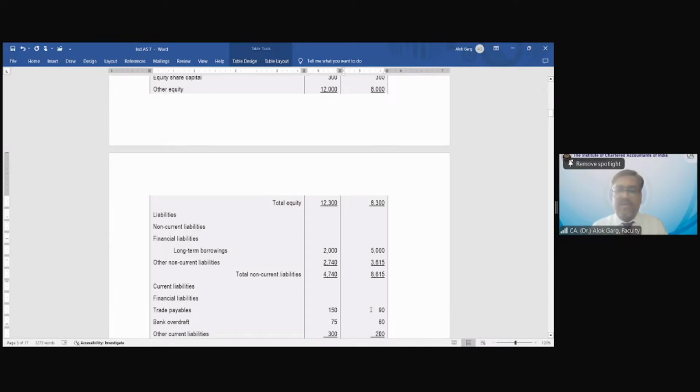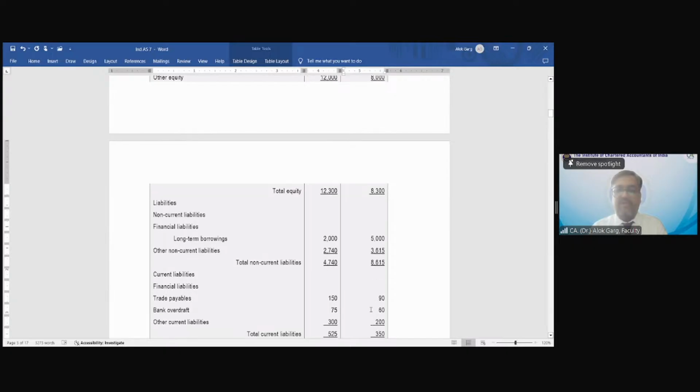Now there is some current liability which is given, like trade payable, bank overdraft, other current liabilities. Bank overdraft. What is the treatment of this bank overdraft, which is there in the liability? What is the treatment in the cash flow statement for this bank overdraft? It will form part of your cash and cash equivalent. Students, can you please respond either on the chat box or by unmuting yourself? Cash and cash equivalent. Yes, Sweta, you're right.